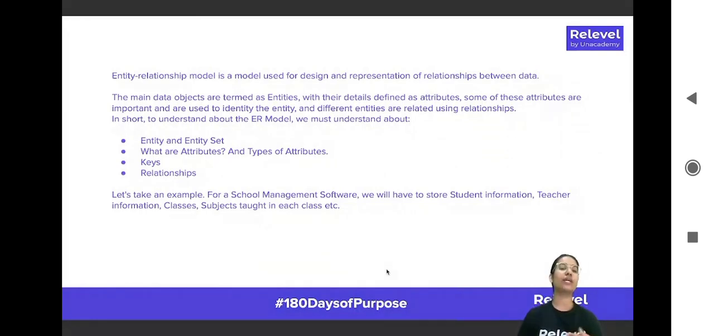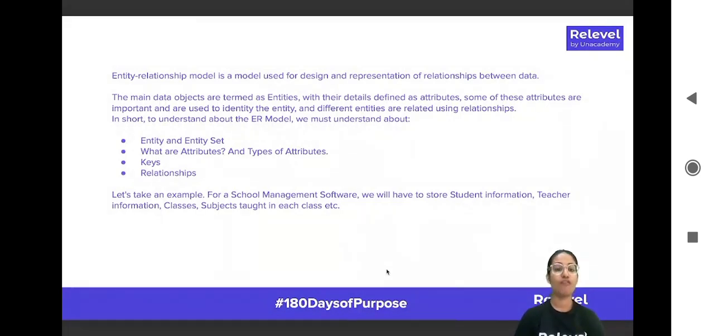So in short, to understand the ER model and take a deep dive into it, we'll first understand a few things. What is an entity? What is an entity set? What are attributes and what are the different types of attributes? What are keys and what are relationships? And how do you really represent relationships?